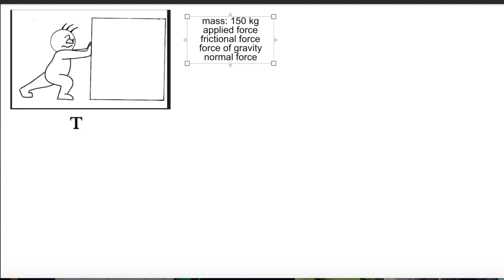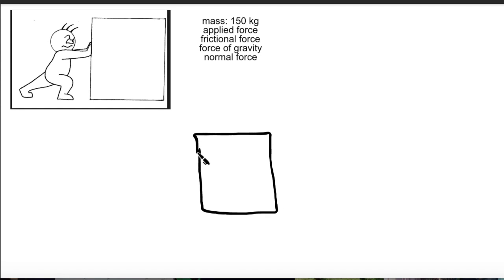So we're going to start by just drawing a square to represent the crate. Even if it wasn't a square, we could still draw a square to represent it. And then we'll write the mass of the object in the middle of it. So it's 150 kilograms. And then we know that the forces we want to add are the force of friction and the applied force. Those are the horizontal forces, and then the vertical forces are the force of gravity and the normal force.